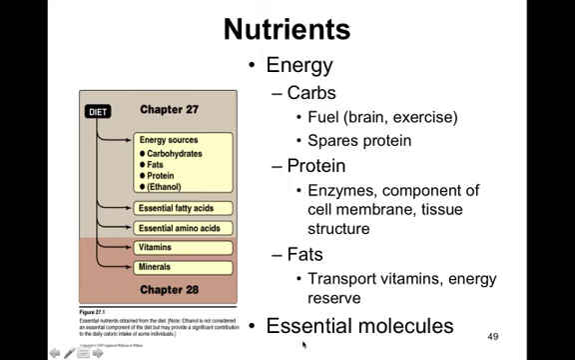And then you have some essential molecules, which could be some essential fatty acids that you need to make sure that you eat them as a part of your diet. Likewise, we have some essential amino acids that we'll talk more about when we talk about amino acids. And then you have some micronutrients in the form of vitamins and minerals.